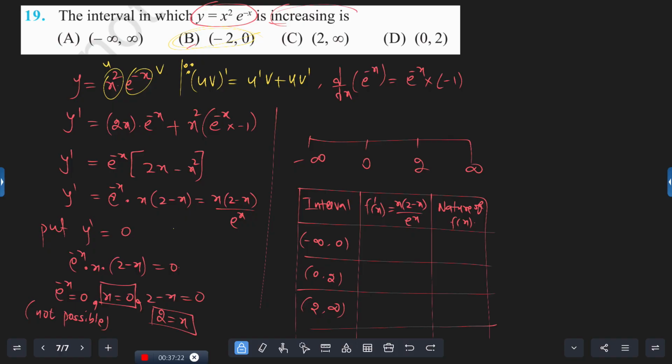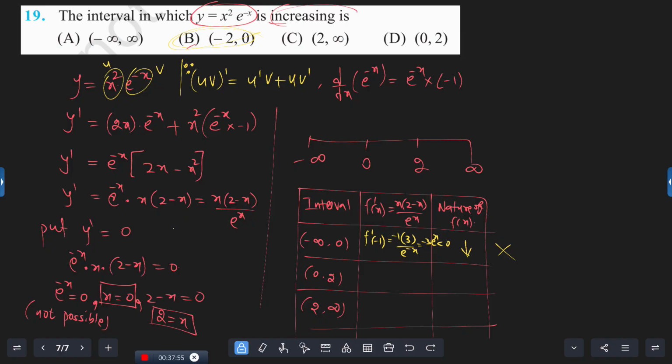Now minus infinity to 0. What can we give? Minus 1, because it is below 0. If I give minus 1, then minus 1 into 2 minus x: minus times minus is plus, so plus 3 you will be getting. Here e power minus x, but e power minus x gives minus 3 into e power plus x. Taking e power x to the numerator gives e power plus, which is less than 0, so decreasing. Decreasing is rejected. We need only increasing.